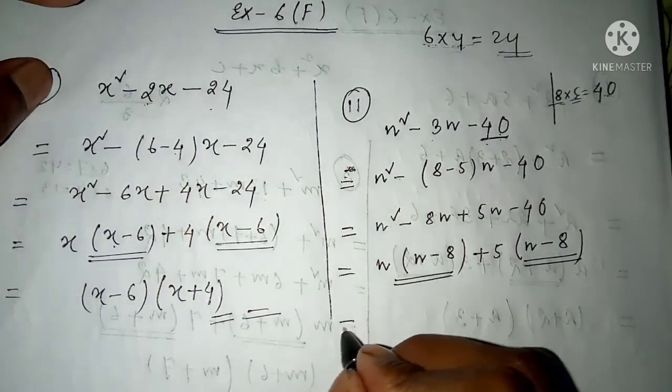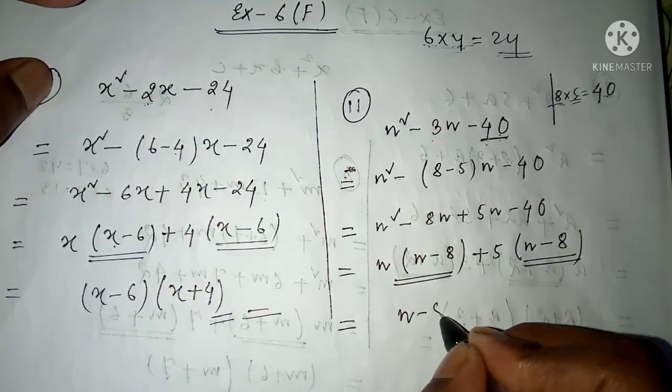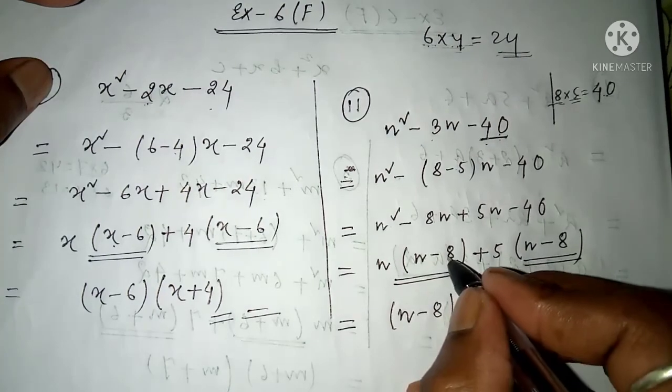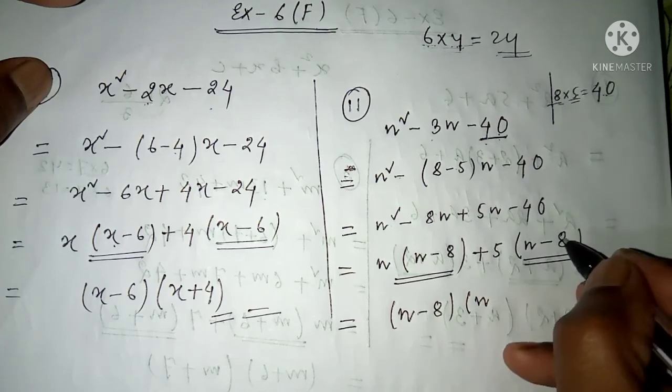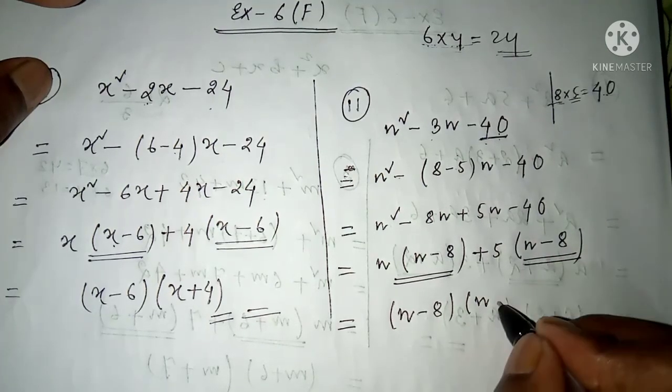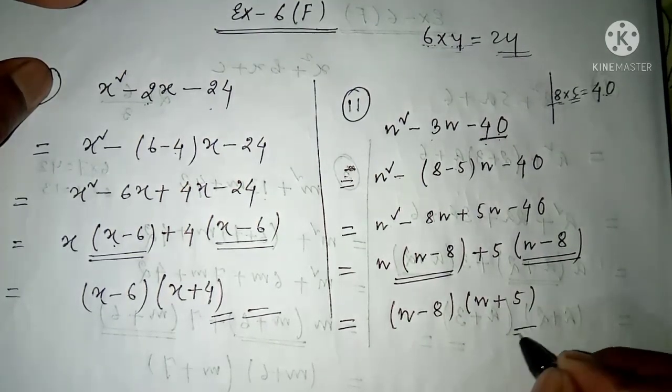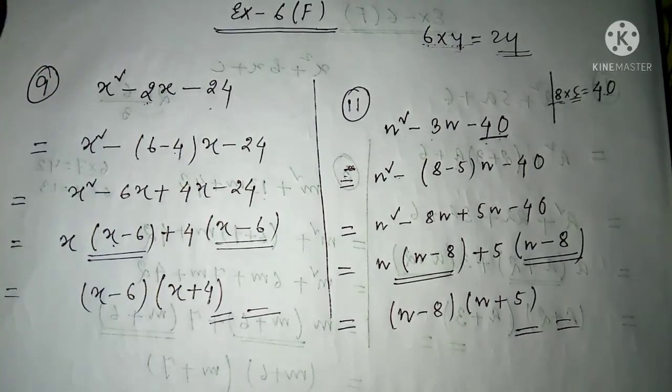Then you write n minus 8 is taken out, then n will remain here. From this also n minus 8 is taken out, then plus 5 will remain here. So this is our answer to the 11th number question.